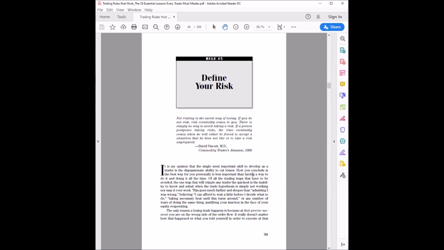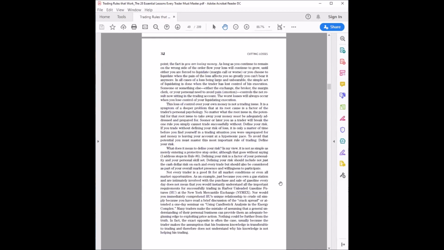He says the only reason a losing trade happens is because at that precise moment, you're on the wrong side of the order flow. Notice what he italicizes: at that precise moment. It really doesn't matter how that happened or what you told yourself in order to execute at that point. In fact, the fact is you're losing money.